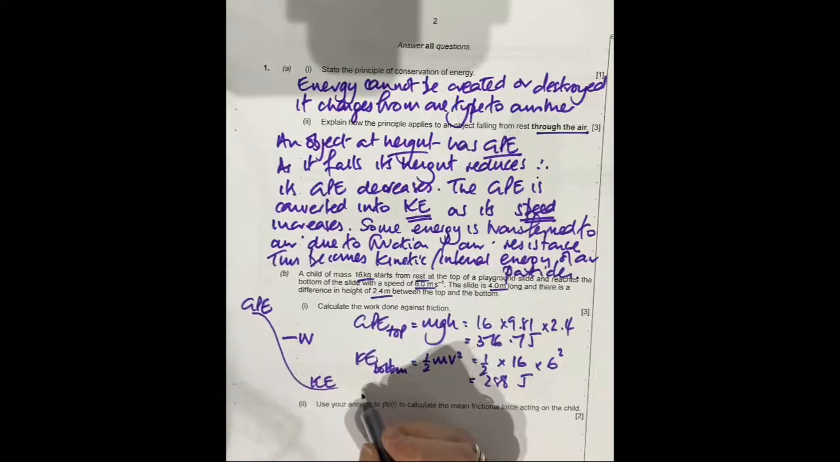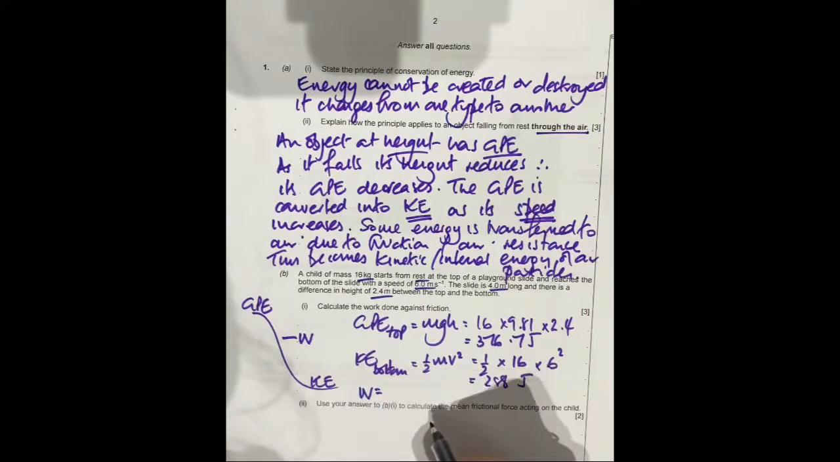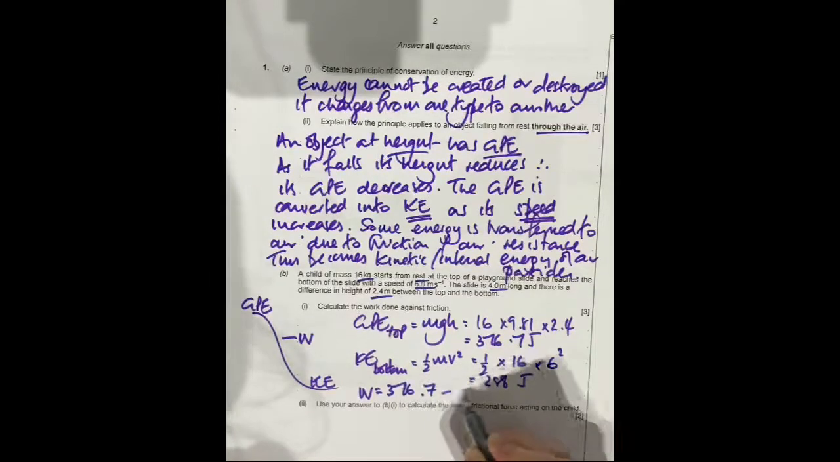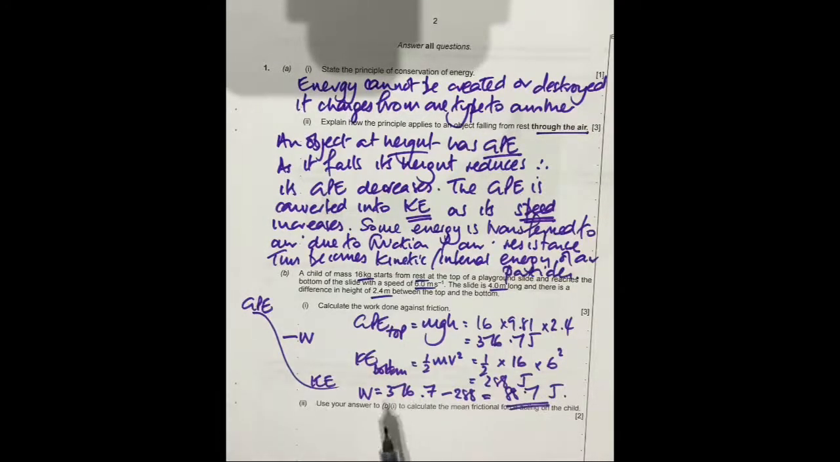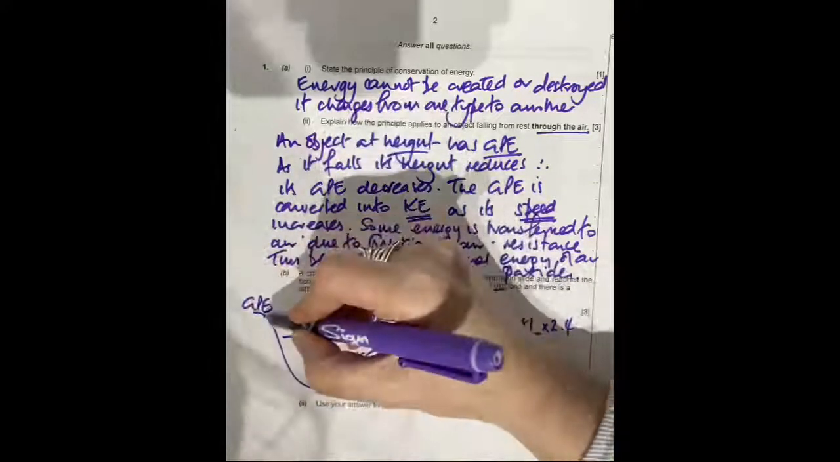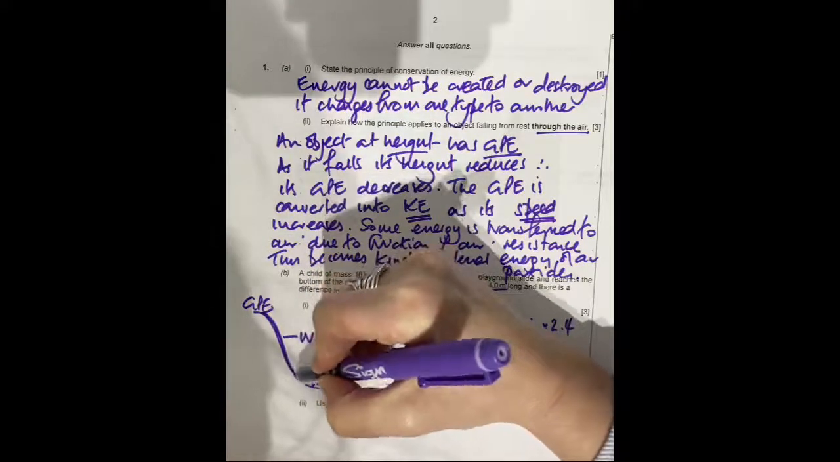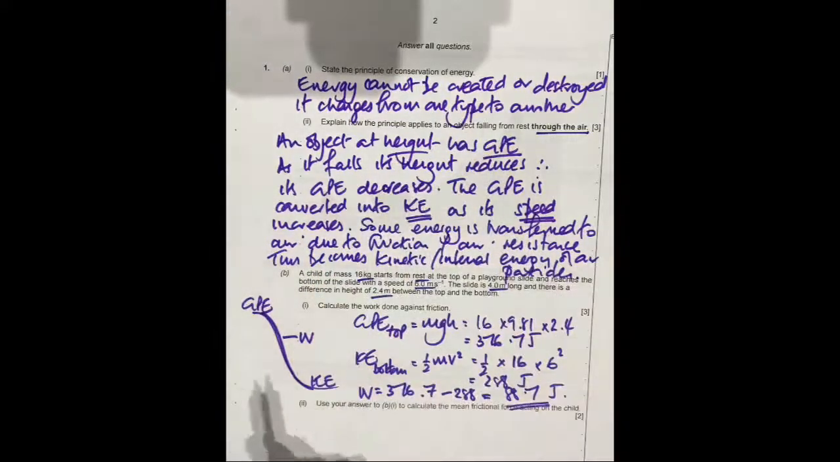Okay, work done is 376.7 minus 288 equals 88.7 joules. All right. And then finally, use your answer. So use this to calculate the mean frictional force acting on the child. So here's where friction is acting, all along that slide, right?